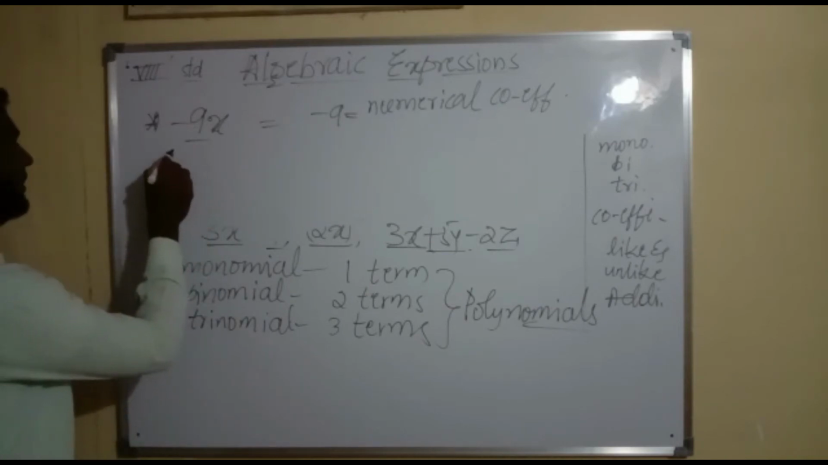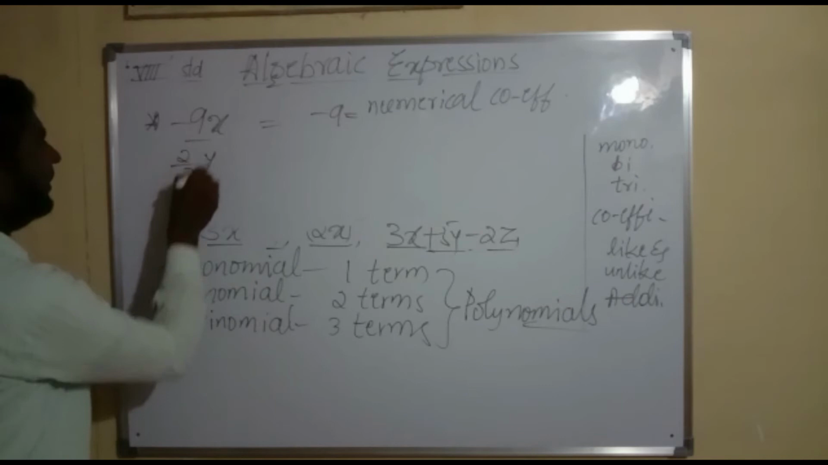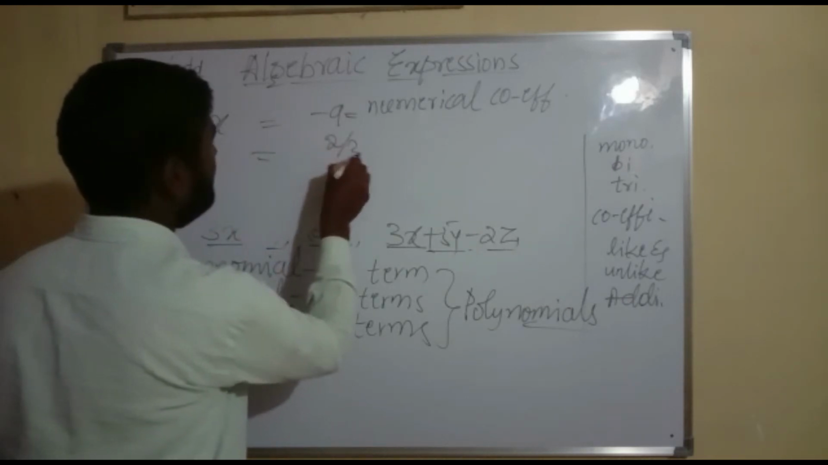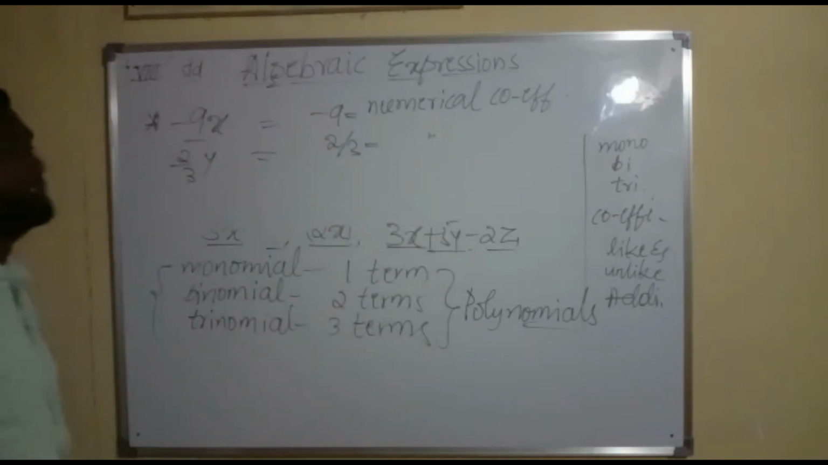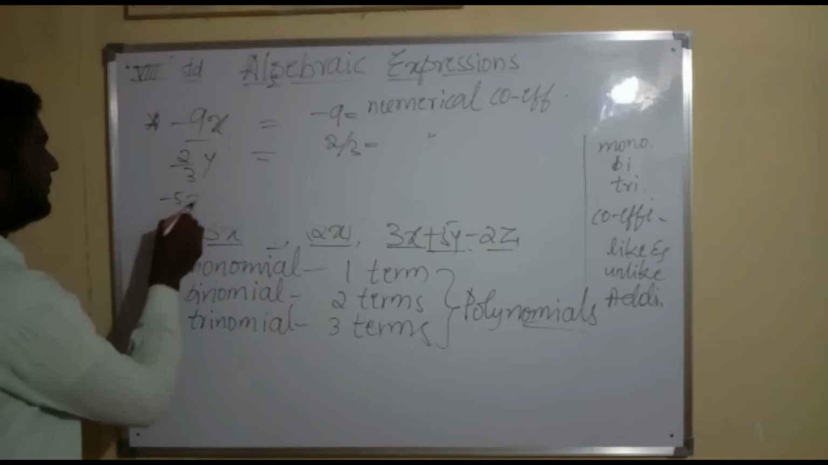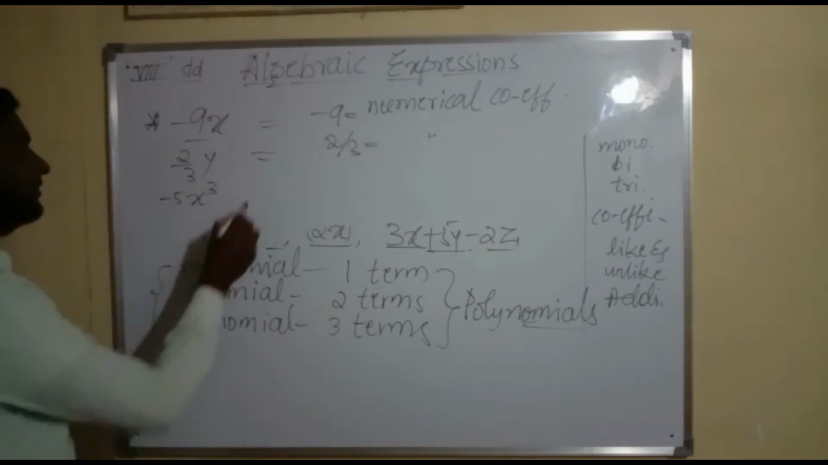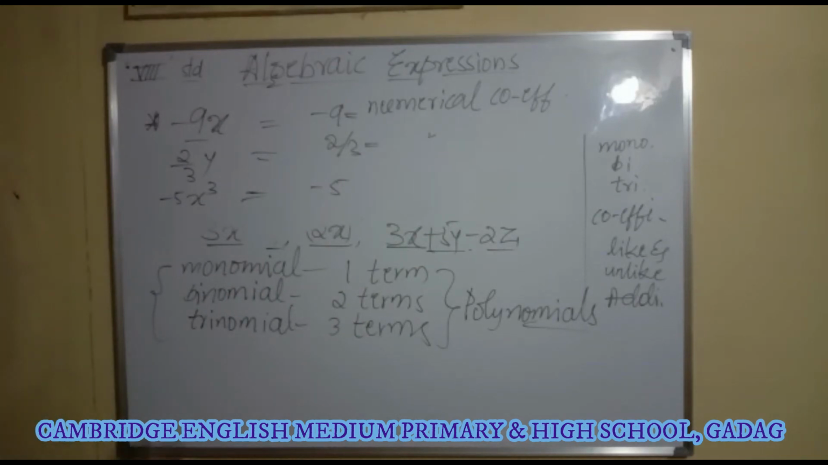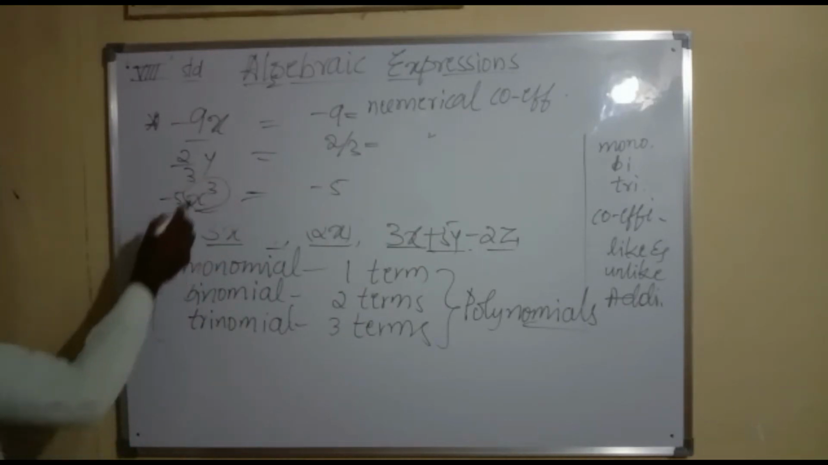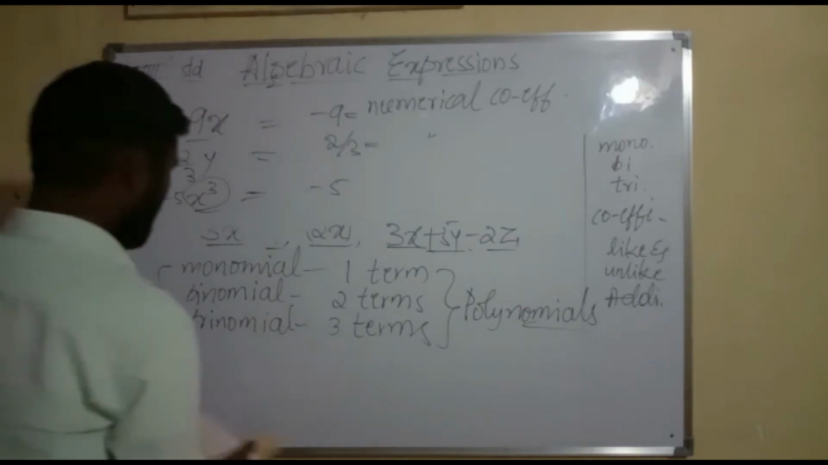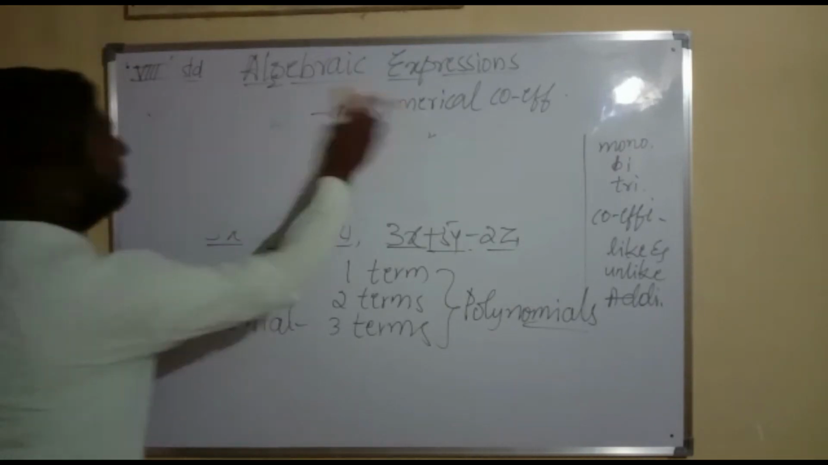Again like that, if I write 2 by 3 x, this 2 by 3 is called the numerical coefficient. Like that, if I write minus 5x cube, then minus 5 is called the numerical coefficient of x cube. This is only one term, these are examples. Another thing we will have to remember in mathematics.